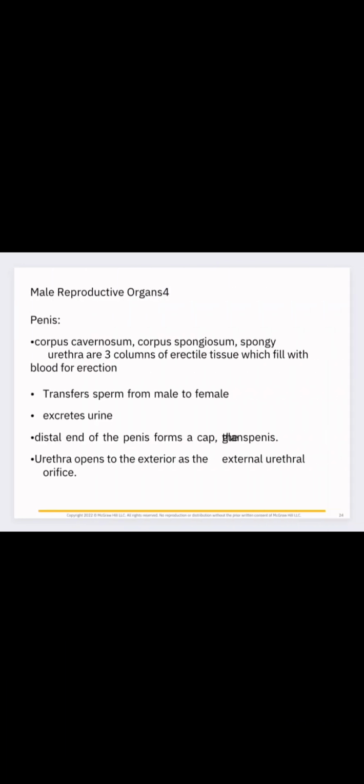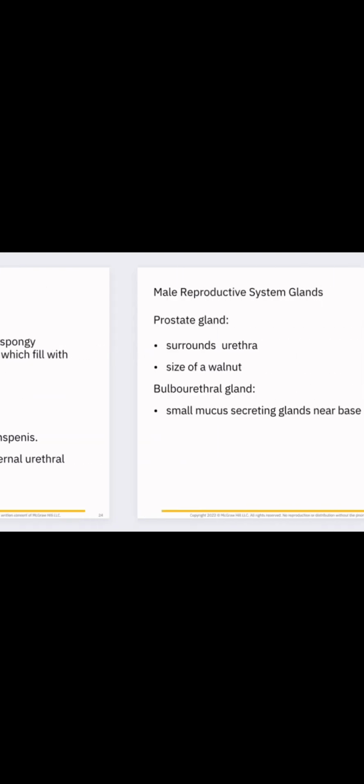Next we have the male reproductive organs. First we have the penis. The penis includes the corpus cavernosum, corpus spongiosum, and spongy urethra, three columns of erectile tissue which fill with blood for erection. It transfers sperm from male to female and excretes urine. The distal end of the penis forms a cap. The urethra opens to the exterior as the external urethral orifice.